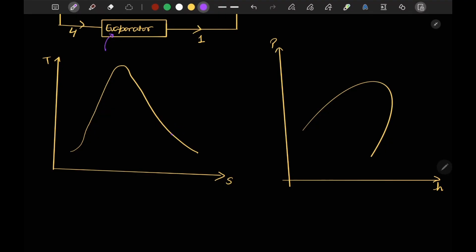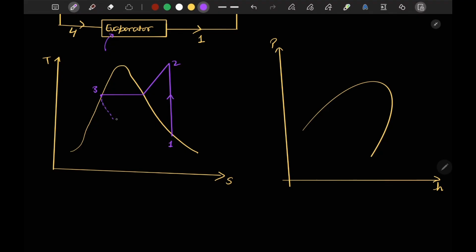Let's say it is a saturated vapor point, the compressor entry, and it will compress from point 1 to point 2. From point 2 to point 3 is our heat rejection at constant pressure. When it exits the condenser, it will be at saturated liquid state. From saturated liquid it will expand, an irreversible expansion, throttling, so it should be something like this.